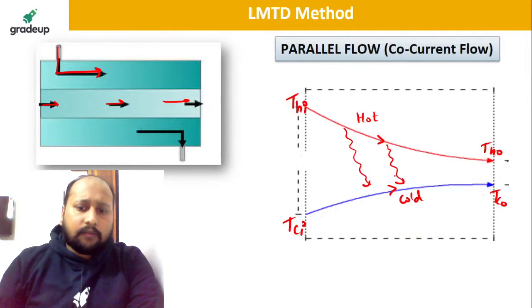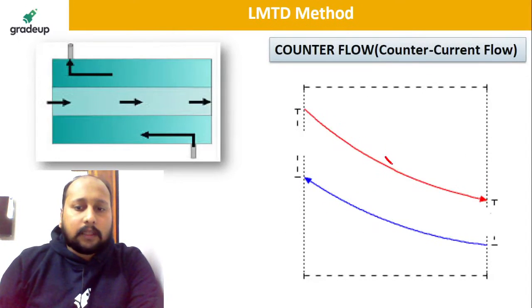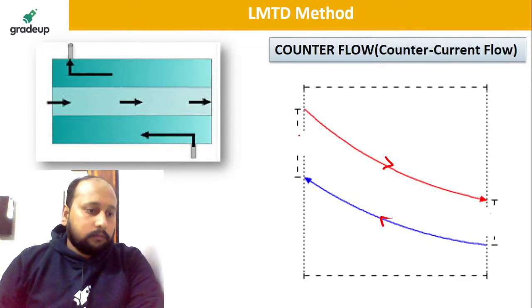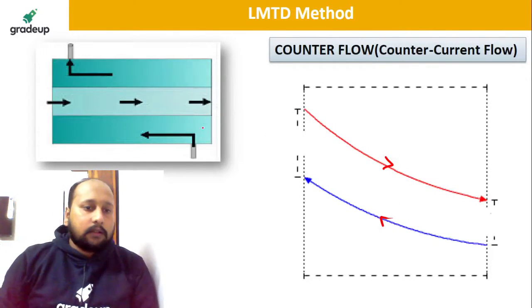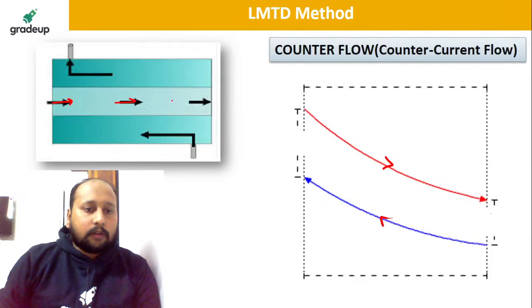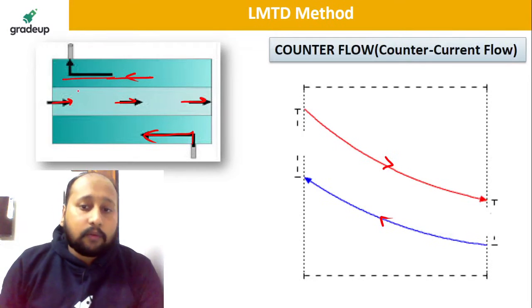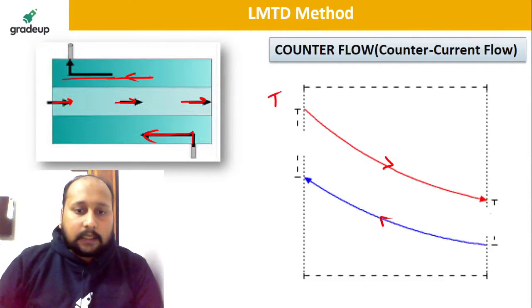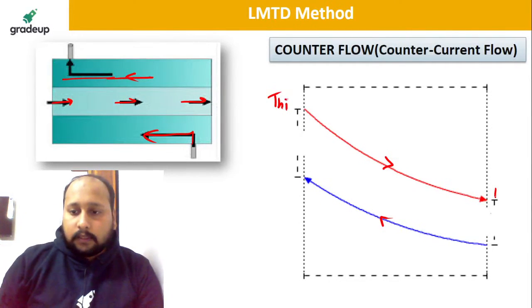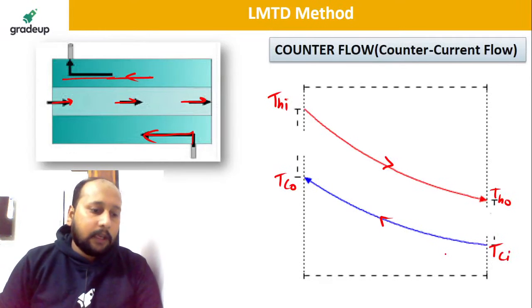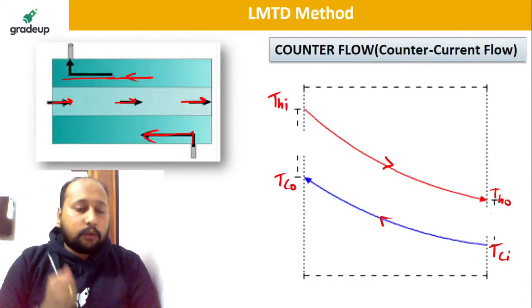Same thing if you're drawing for a counter flow. Counter flow means opposite direction. If you observe this, the hot fluid and cold fluid are both moving in the opposite direction. This is the temperature profile. This is your hot inlet, this is your temperature of hot outlet, this is your cold outlet, and this is your temperature of cold inlet. So both fluids are moving opposite to each other.